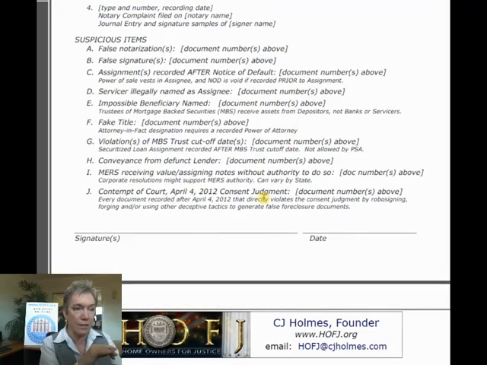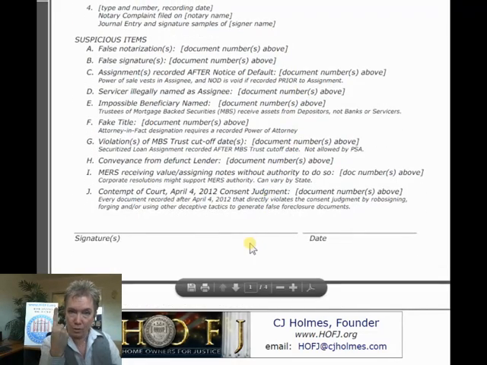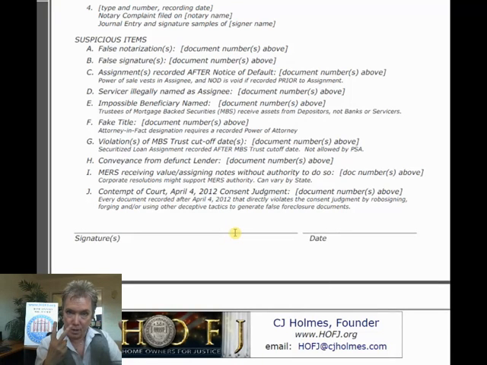And then these are the suspicious items: the false notarization, false signatures, as much proof as a person can get. Any assignments that are recorded after the notice of default; in California, the law reads, and I think probably in most states, but I don't know that for sure, I haven't checked every state.